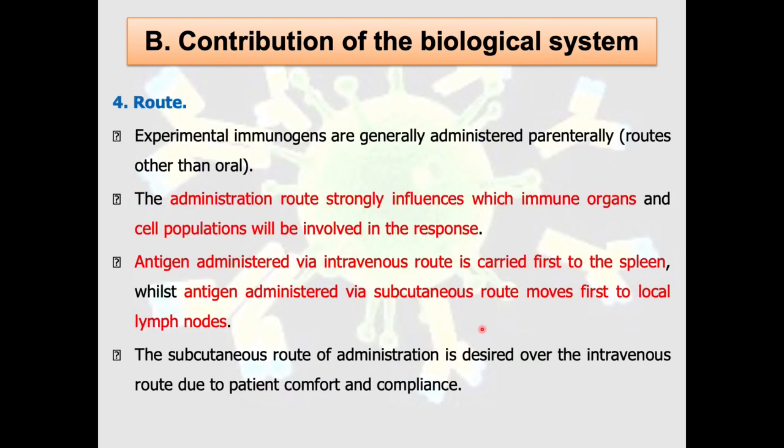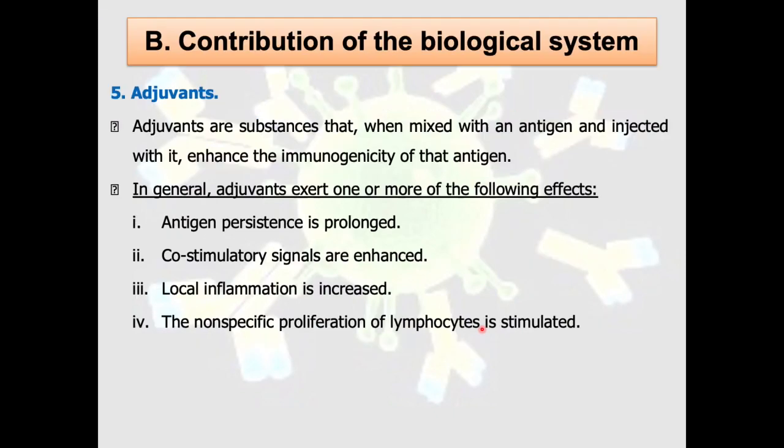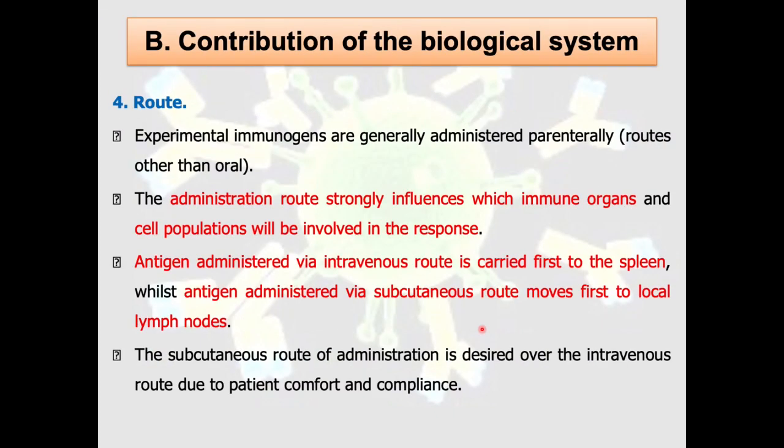Oh, there is one more. The last one is routes. This is the second last, number 4 is routes. Basically for routes, we are going to talk about how you take the immunogens or the vaccine. Experimental immunogens are generally administered parenterally, which means routes other than oral. So other than eating, if you inject anywhere, in the veins or in the skin, we call it parenterally.